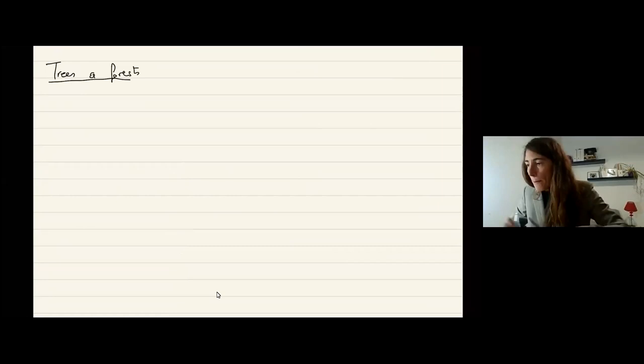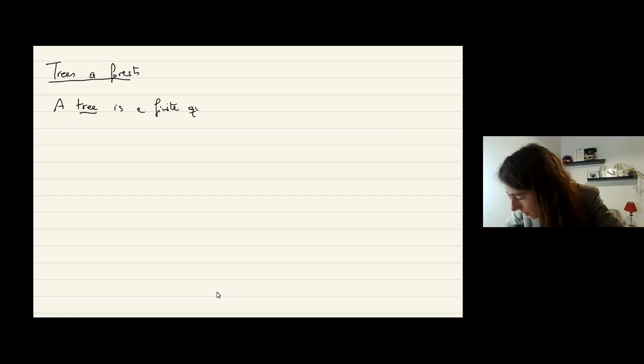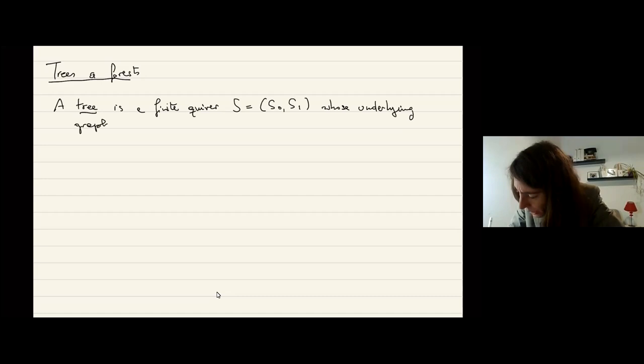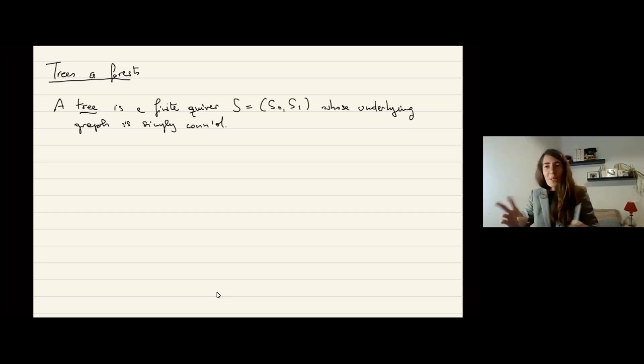So, let me first say what a tree quiver is. A tree is a finite quiver, meaning it has a finite number of edges and vertices. Let me call it S because T was the torus. It has an underlying graph, meaning I forget about the orientation of the edges, that is a tree. So that means it's simply connected. So that's what a tree is. I'm just picking a tree and then deciding whatever orientation I like. I get a quiver and then I call it a tree.